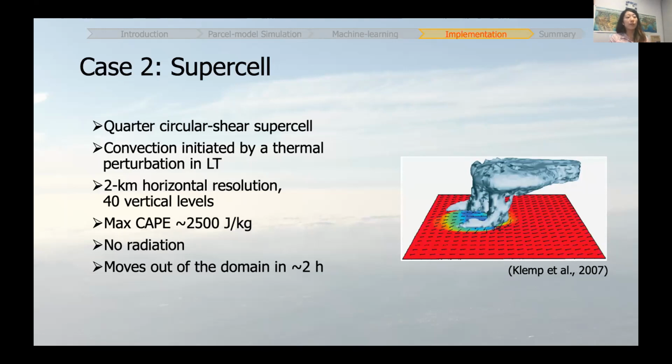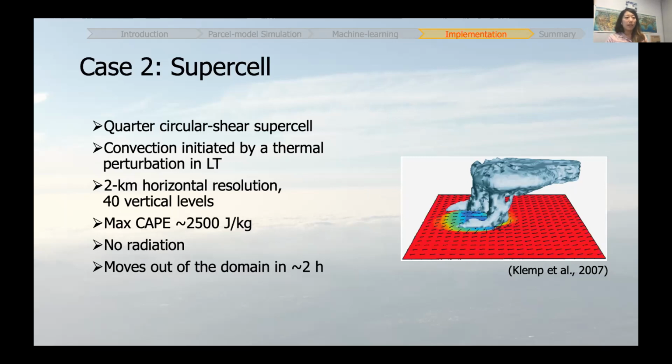It's a 2-kilometer horizontal resolution, so it's no longer a large eddy simulation, but more a cloud resolving simulation, with 40 vertical levels. And it was conditionally unstable. And there's no radiation at the moment. Because it's a supercell, it moves horizontally and eventually moves out of the domain in around 2 hours or so, because it's on open boundary conditions.